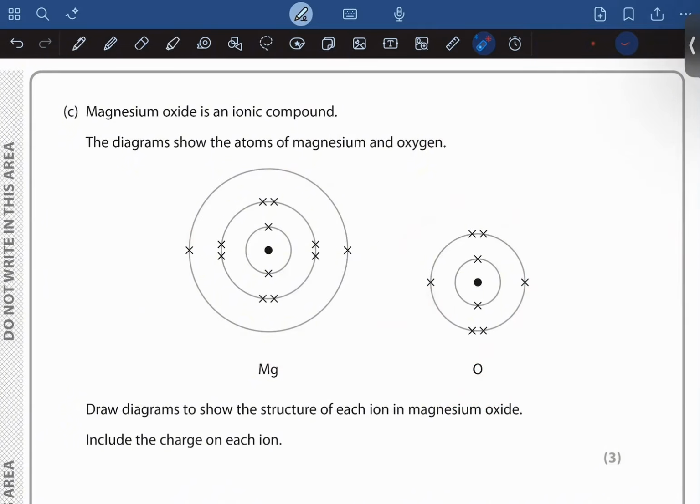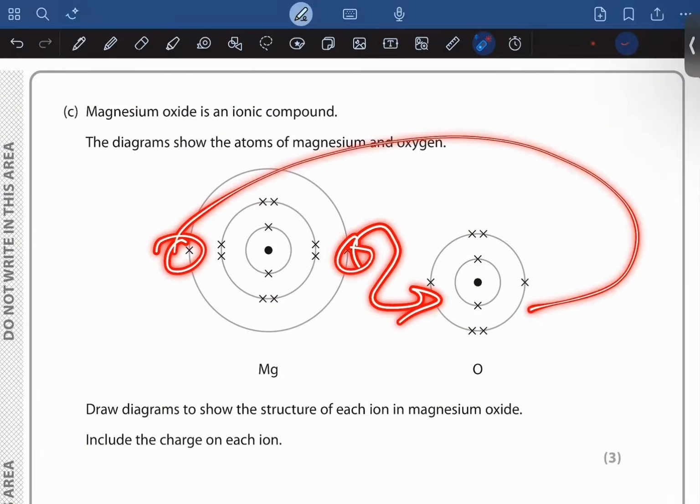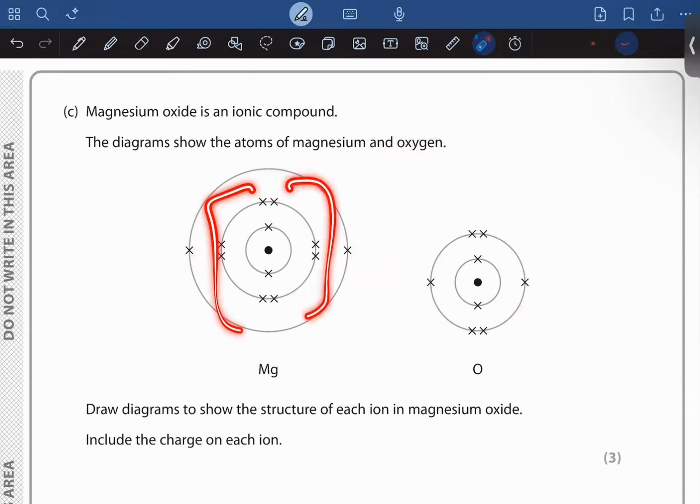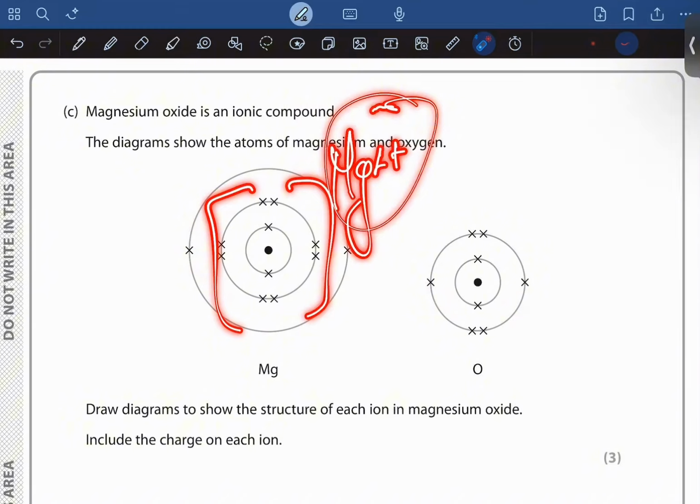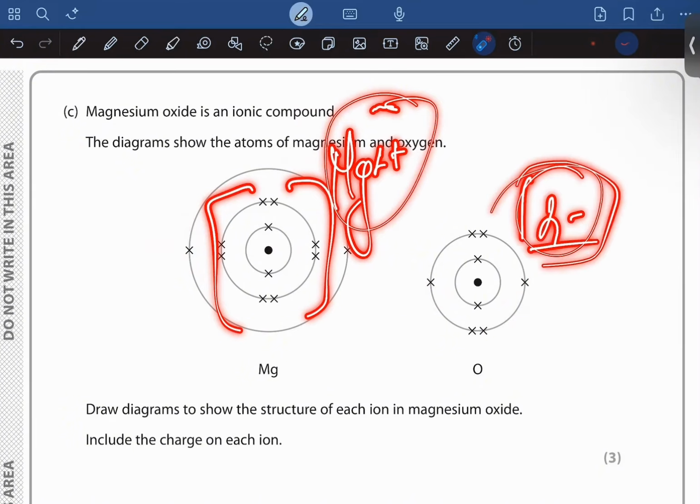Just a moment. 1, 2, 3, 4, 5, 6, 7. Okay, sorry. So there are 2 electrons in the outer shell, which is going to be gained by the oxygen, right? And as magnesium loses these 2 electrons, it would lead to the formation of Mg2+. And as oxygen gains the negative charges, it would lead to the formation of 2 minus. Okay. So yeah.